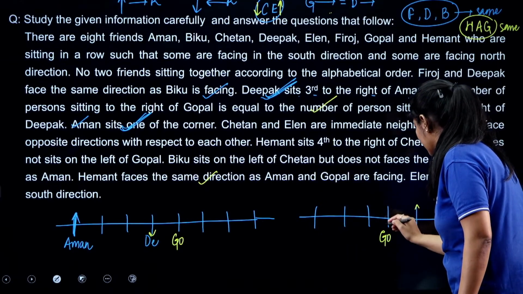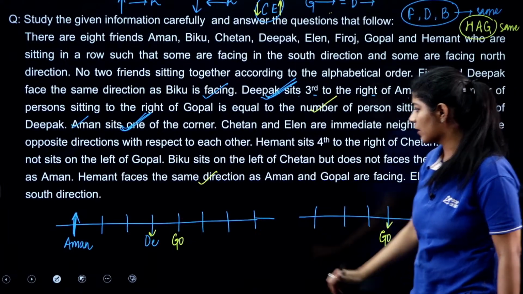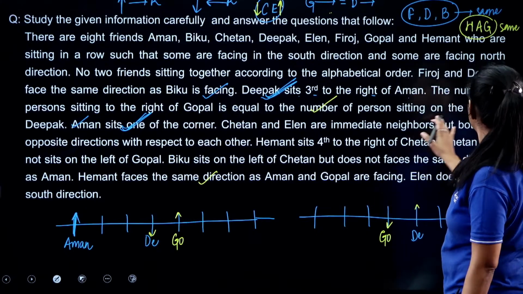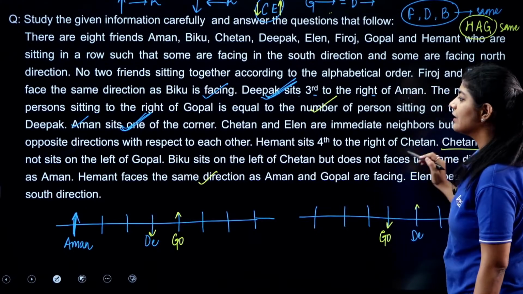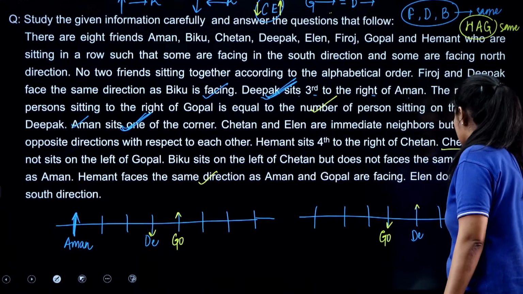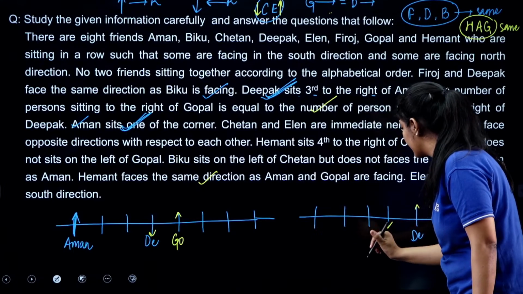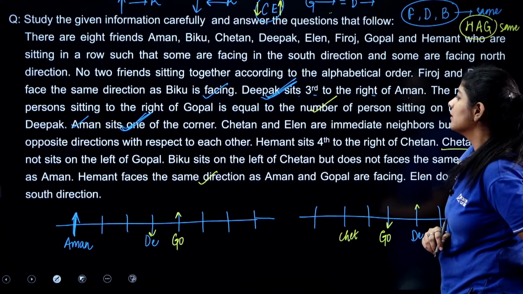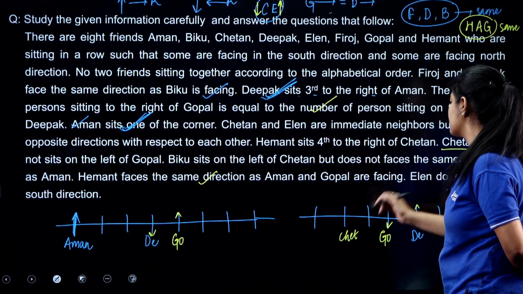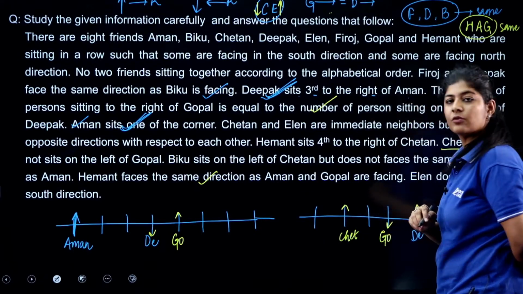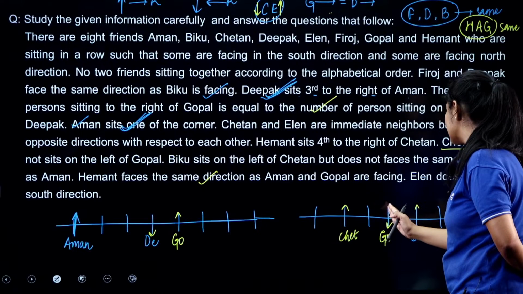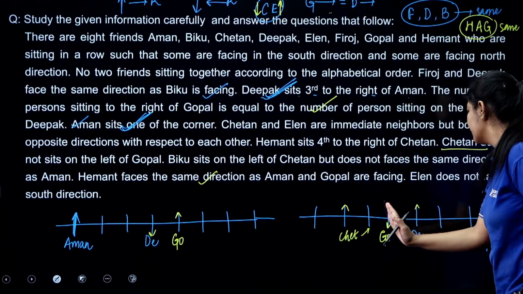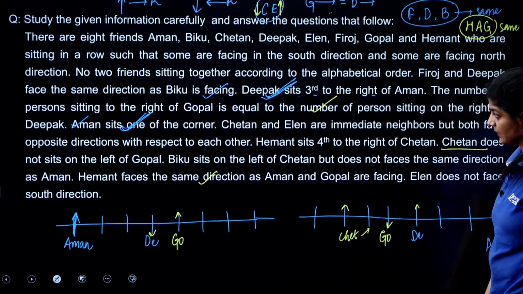So, according to this, Gopal is facing towards the south, and according to this, Gopal is facing towards the north. Since Chetan does not sit left of Gopal, Chetan is not on this side, we need to put Chetan on this side. So let's suppose here we will put Chetan. Then the question is saying that Hemant is 4 to the right of Chetan, we can't go that side, so Chetan is facing towards the north direction. Fourth right: first right, second right, third right, fourth right, it is possible. If Chetan is sitting over here, then also first right, second right, third right, fourth right, it is possible.